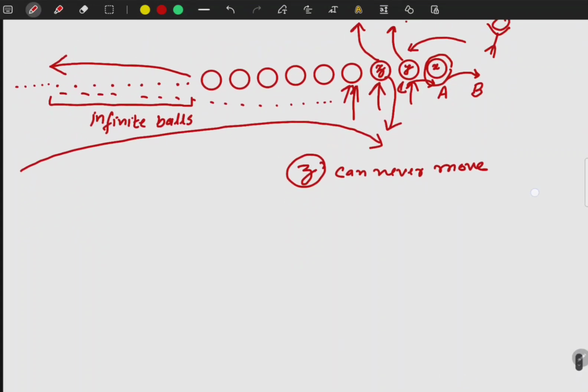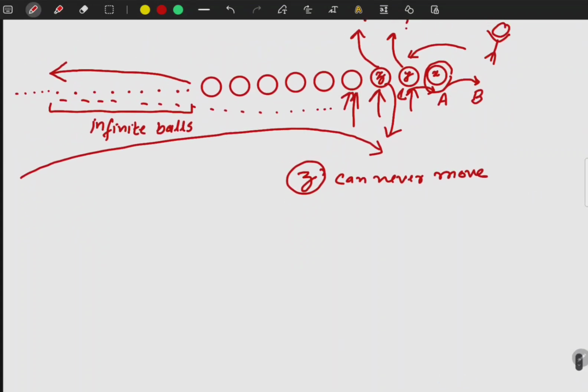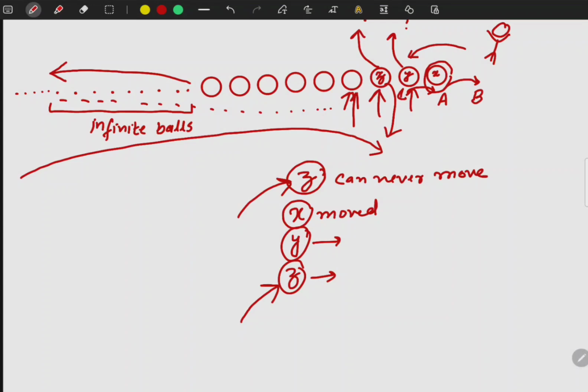But this person in reality saw that X moved, therefore Y must also have moved, then Z must also have moved. Now the contradiction occurs. Infinite regress states that Z can never move, but in reality Z moved. Therefore, the assumption that in the back end there is infinite regress is not correct. It is absurd.